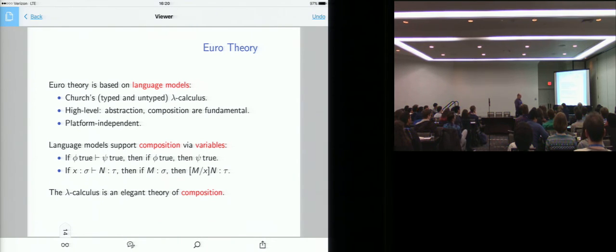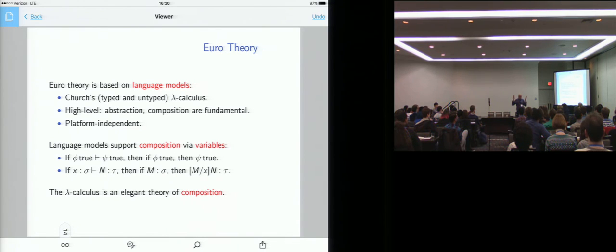On the other hand, to be critical of the other side, what I'll call Euro theory here, the one to which I have my primary allegiance, the Euro theory is based on language models, okay? What does that mean? It means the lambda calculus, okay? That's what it comes down to. So the point is that there, composition is fundamental. You see, Turing based his model on a very compelling and interesting psychological analysis of what computation would be. That's unbeatable, okay? But what did Church do?